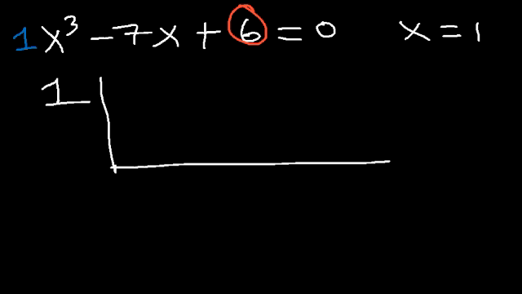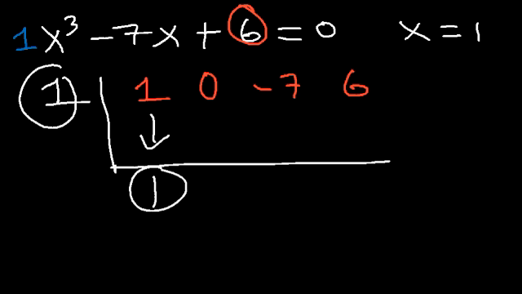Now let's not forget that there is an x squared that's missing. So if it's not there, use a 0. The coefficient in front of it is 0. So we're going to put 1, 0 for 0x squared, negative 7, and 6. Let's bring down the 1. So 1 times 1 is 1. 0 plus 1 is 1.